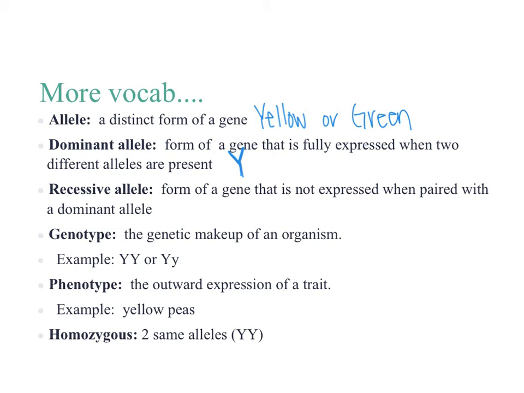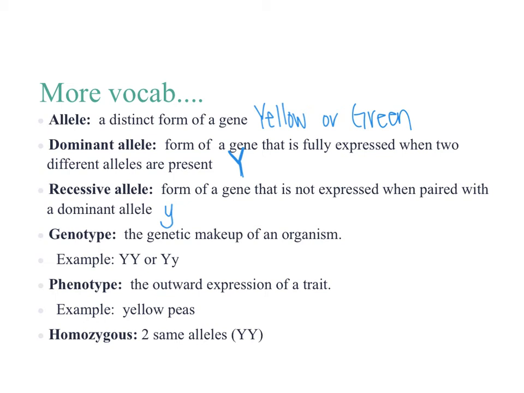Next is the recessive allele. This is the form of a gene that is not expressed when paired with a dominant allele. So in the pea pod example, this is the color green. And instead of giving it a G for green, it actually gets a lowercase y. So since we're looking at color, they do need to have the same letter because we're looking at the same gene. So then capital letter corresponds to the dominant allele, the lowercase letter corresponds to the recessive allele.